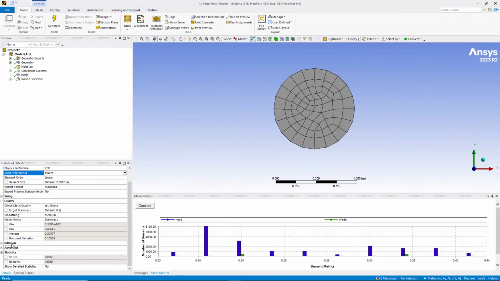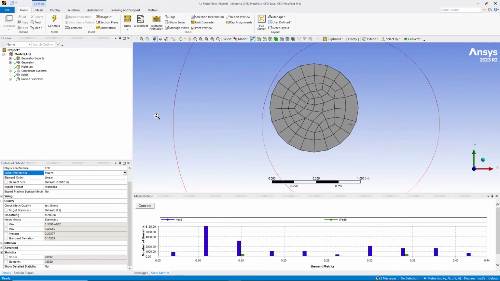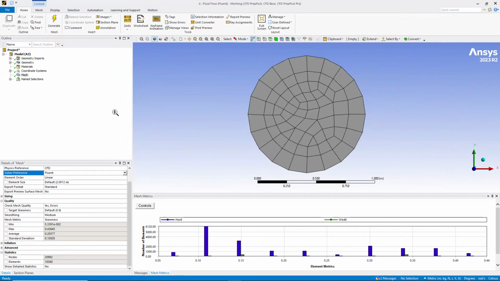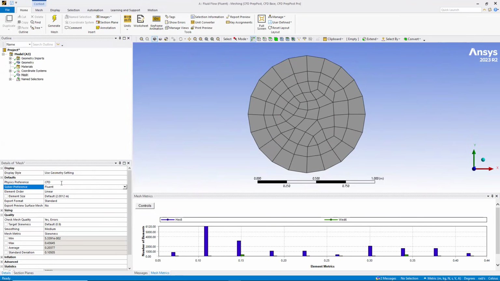This is a global inflation layer. So there is a question: how do we select the solver preference? What's the selection criteria of the solver preference?